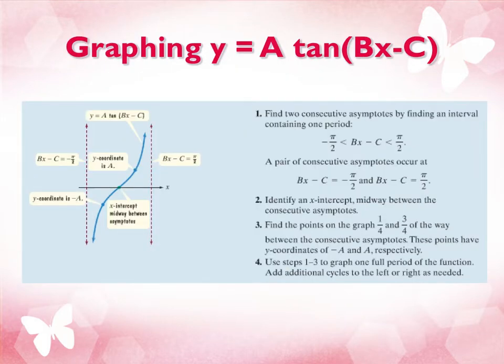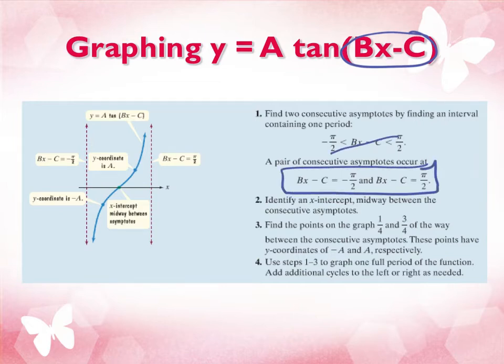So this is what we do first. Okay. We are going to take whatever's next to the tangent, which is our bx minus c. And instead of doing this, we're going to go straight to here. We're going to set bx minus c equal to negative pi over 2 and equal to positive pi over 2. We're going to solve for x, and those are our middle 2 asymptotes. We're going to find a the way we always do. So the amplitude this time is a little bit different. We're going to find b the way we always do. And then the period is pi over b, not 2 pi over b.